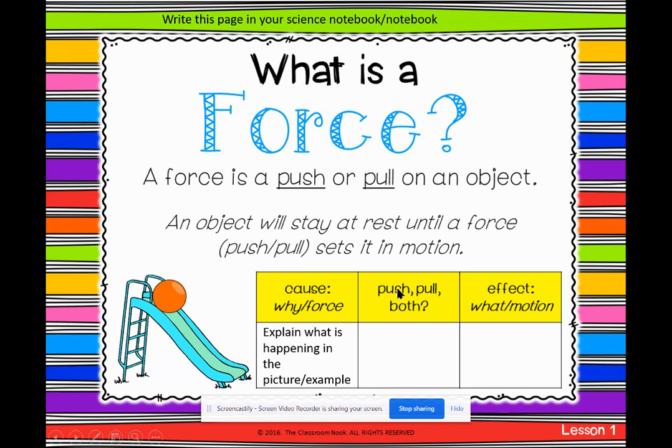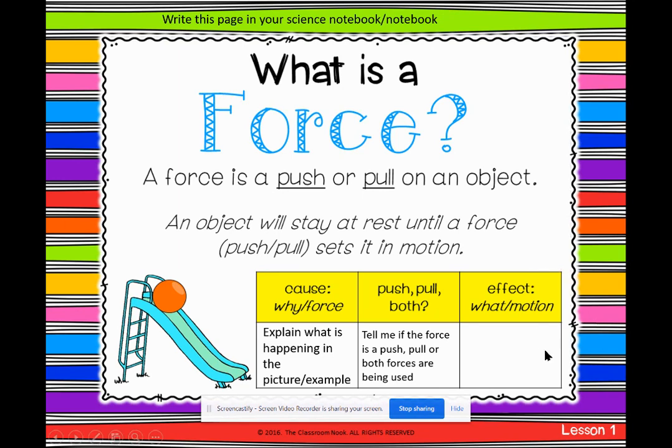Then that leads us to this next square. And this next square says push, pull, or both. Well, that's what I want to go in here. I want you to tell me if it's a push, pull, or both, and give me a brief description of what it is. So tell me if the force is a push, pull, or both forces are being used. Tell me what's going on. Is it a push? Is it a pull? Is it both? Okay.